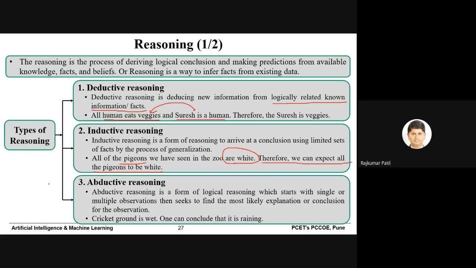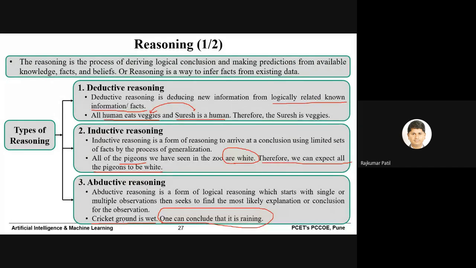Then the third one is abductive reasoning. In this case, logical reasoning is also there. We start with a single or multiple observations, then we seek to find the most likely explanation or conclusion from the observation. For example, suppose you found that the cricket ground is wet, then what you may conclude is that there was rain. So this is one kind of approach of reasoning.